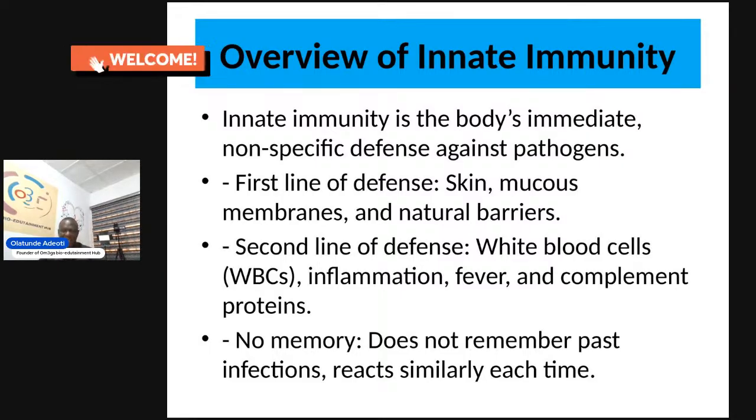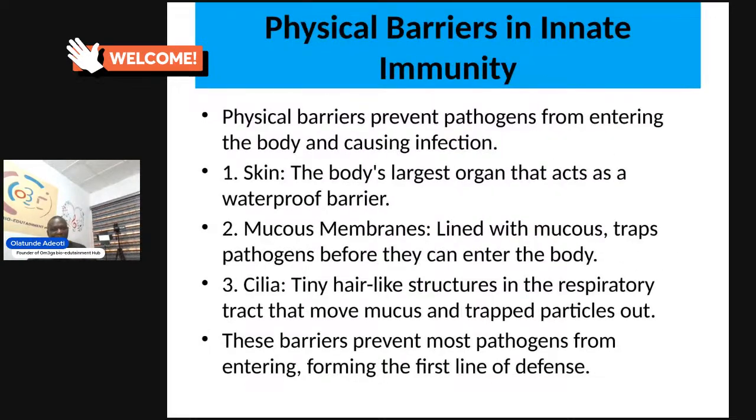So it reacts each time. Each time there is an insult, the innate immune system will be the first to get there before it collaborates with other parts of the body. Just like I said, the physical barriers in the innate immune system help us. The first thing is that some antigens have to be stopped at the gate.